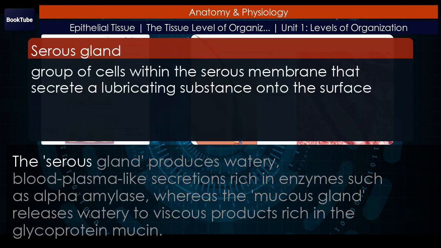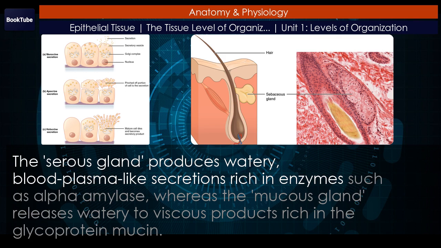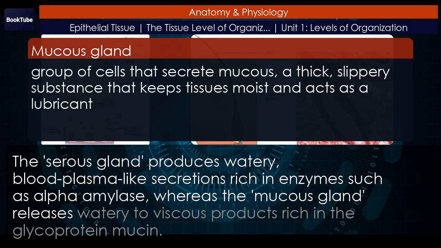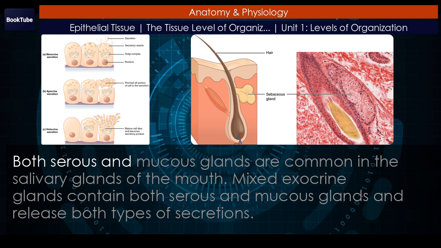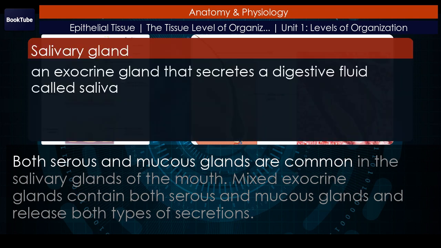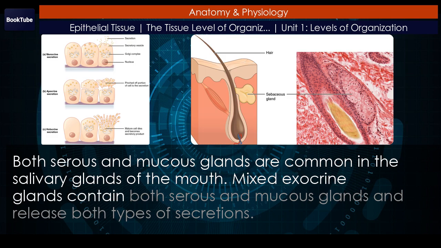The serous gland produces watery, blood plasma-like secretions rich in enzymes such as alpha amylase, whereas the mucus gland releases watery to viscous products rich in the glycoprotein mucin. Both serous and mucus glands are common in the salivary glands of the mouth. Mixed exocrine glands contain both serous and mucus glands and release both types of secretions.